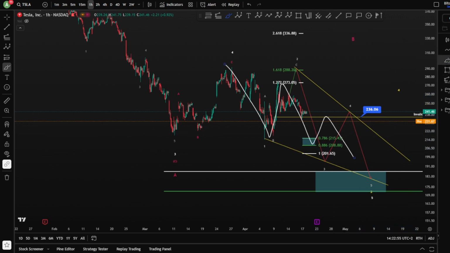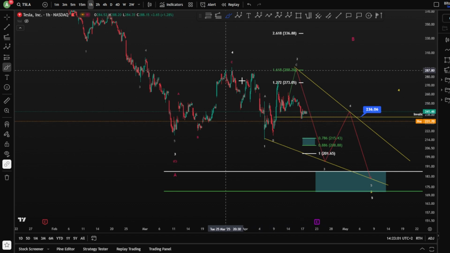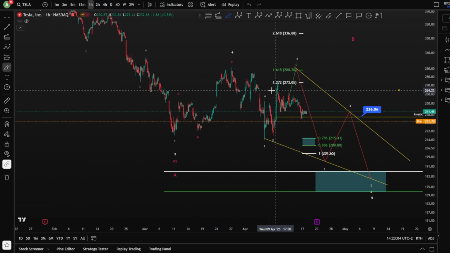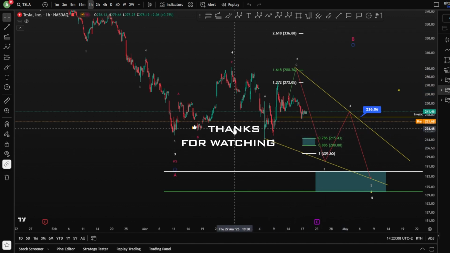So basically, and in general, Tesla did not show any kind of recovery yet. We are still impulsive toward the downside, and we might be in an ending diagonal for a wave 5. That was it for Tesla.